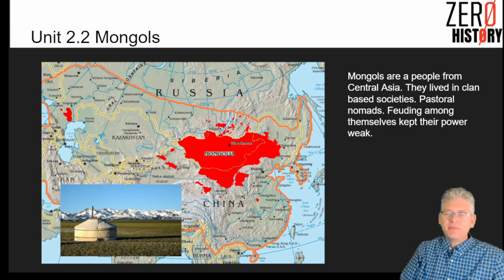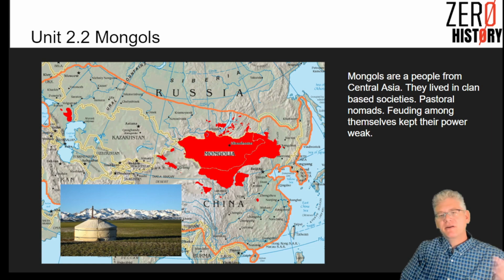But the Mongols are a people from Central Asia. They lived in clan-based societies, and they were pastoral nomads. That means that they moved around from place to place, and they had animals. In this case, I believe the yak is what they would use, though also horses. But they would move them from place to place to provide good grazing lands. One of the things about them is that they feuded amongst themselves for a long time, which kind of kept their power weak. They're too busy fighting each other. And that really is the innovation that Genghis Khan is going to do to kind of bring them together.